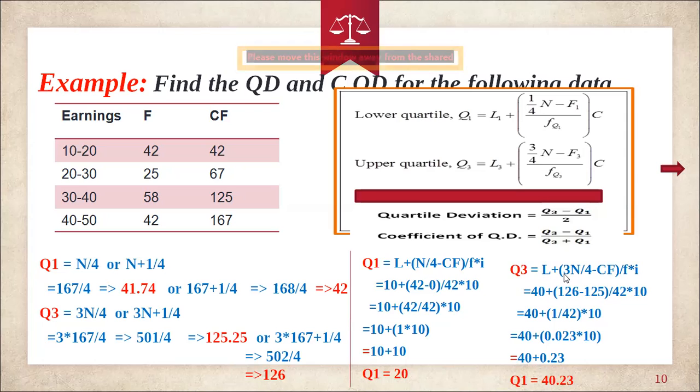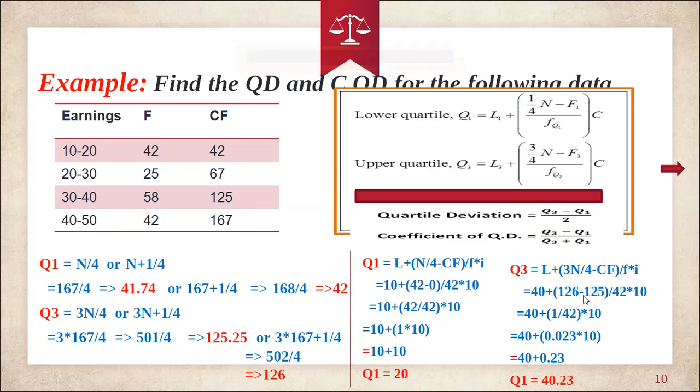L plus 3n by 4 minus CF by f into i. Same formula. See, L here is the lowest value of quartile third. What is the lowest value here? 40. We have taken 40. Then 3n by 4, how much did we get? 126. What is the CF? The preceding value of the cumulative frequency. Before this, the value is 125. That is the preceding value of the cumulative frequency.